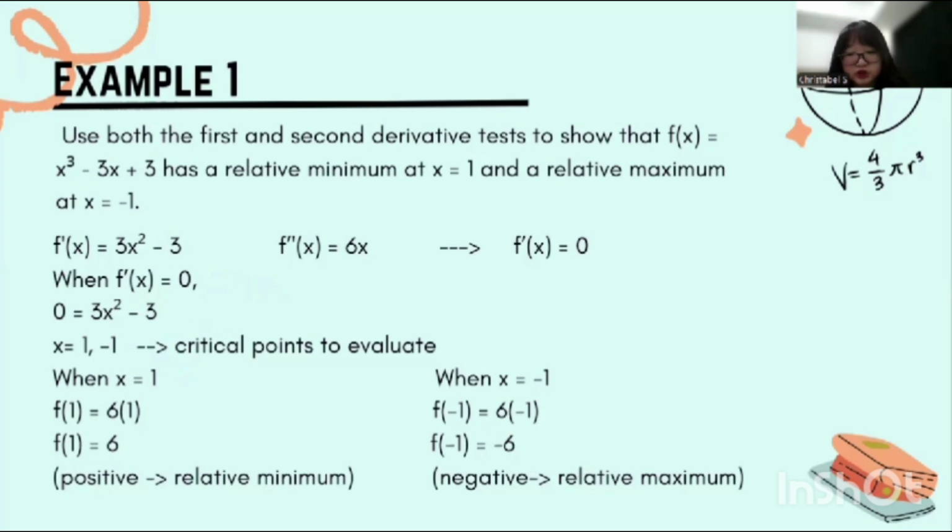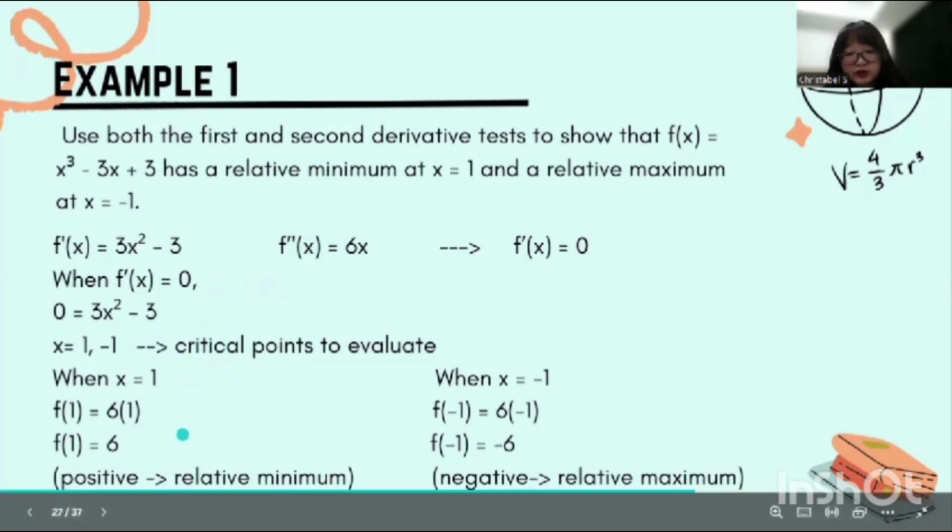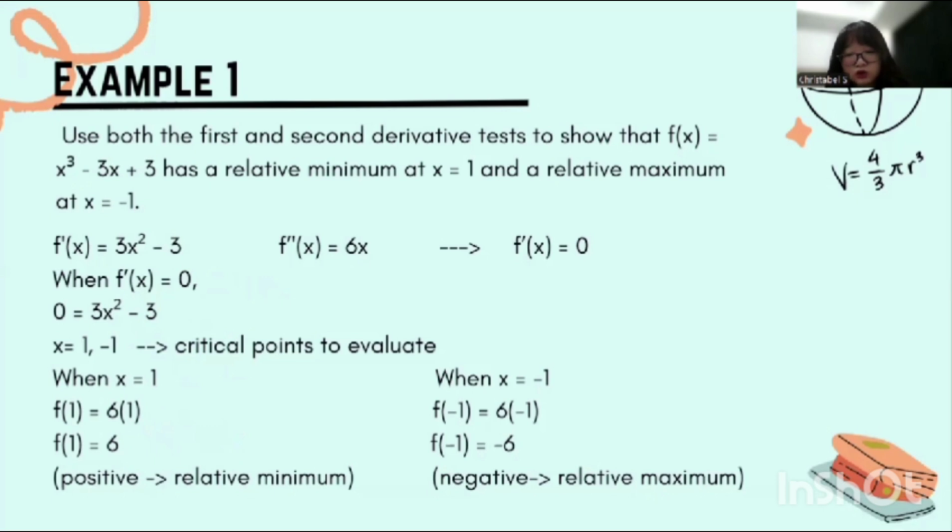Now we need to find the nature of each critical point. To do that, we just need to substitute the critical points that we found before into the second derivative. So when x is equal to 1, the value will be positive, greater than 0, meaning the point at x equals 1 is the relative minimum, while when x is equal to negative 1, the value will be negative, less than 0, meaning the point at x equals negative 1 is the relative maximum of the function.